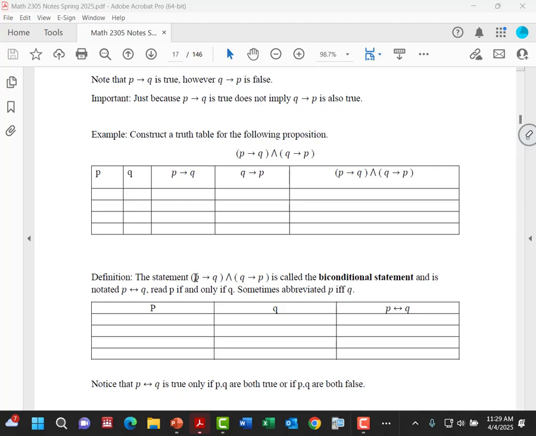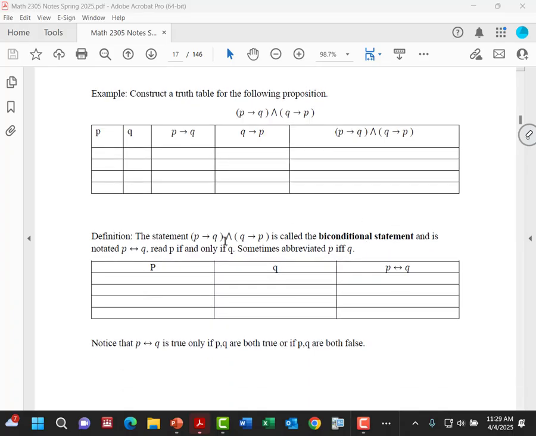So the statement, if P then Q and if Q then P, is called the biconditional statement, and it is notated P with this double arrow Q, and it is read P if and only if Q. So if I were to construct this truth table quickly, this column right here is going to be what was in this last column in this previous example.